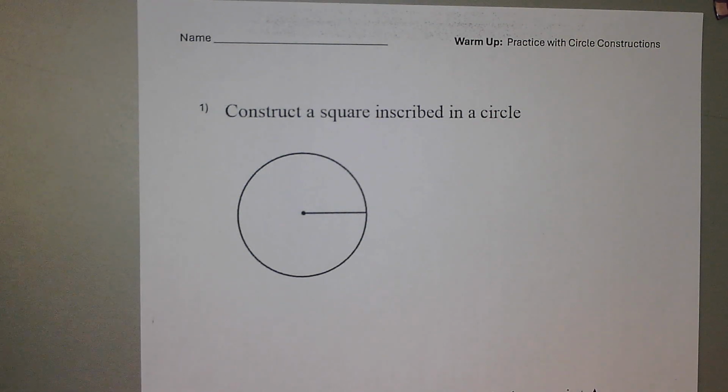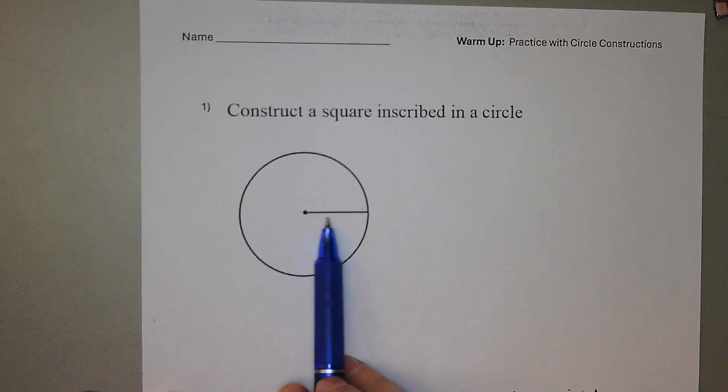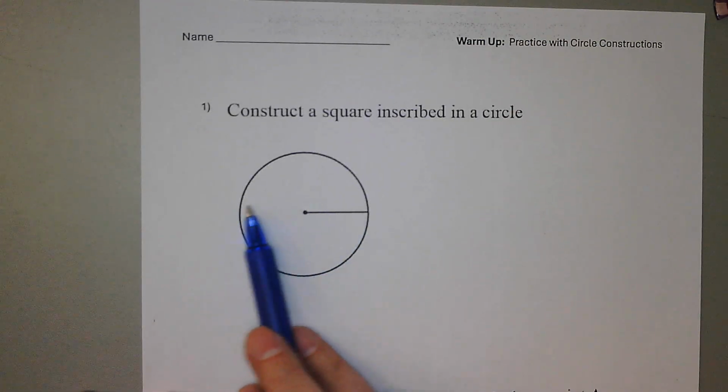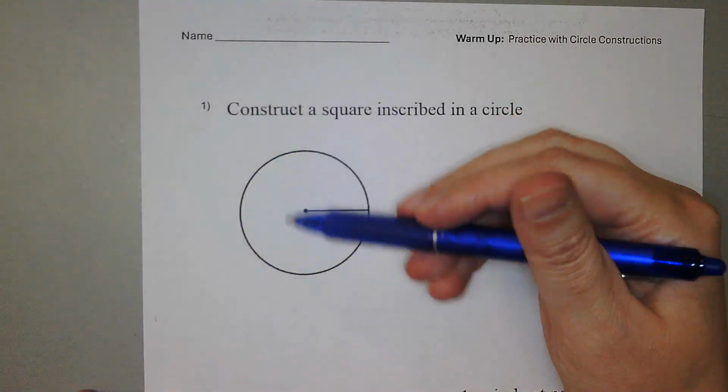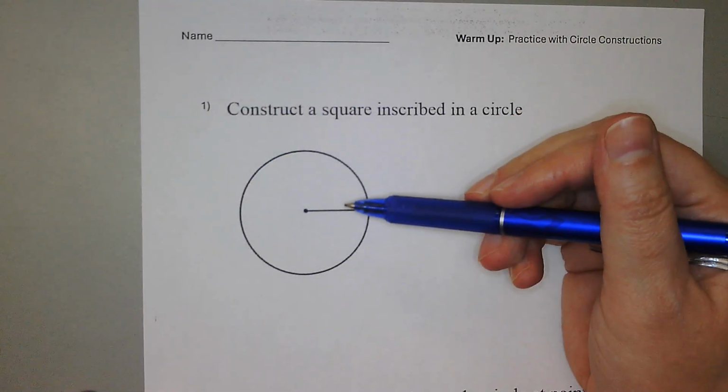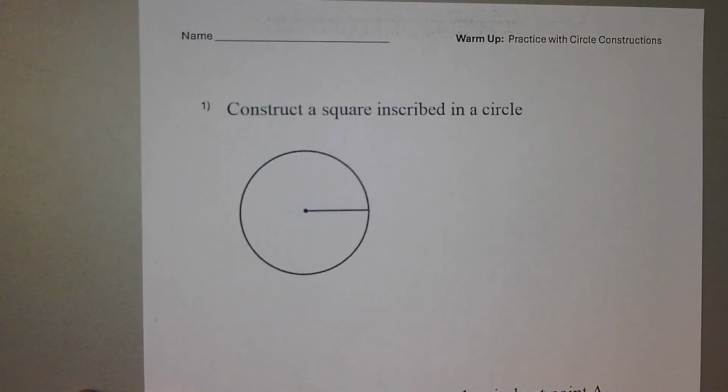To construct a square inscribed in a circle, what we're going to do is draw the diameter of the circle, and we're going to bisect the diameter, and then the two diameters we've created will be the diagonals of the square that's inscribed in the circle.